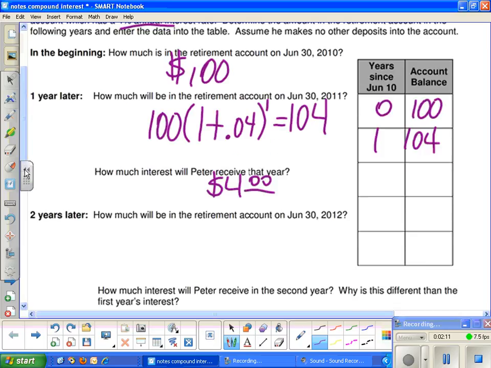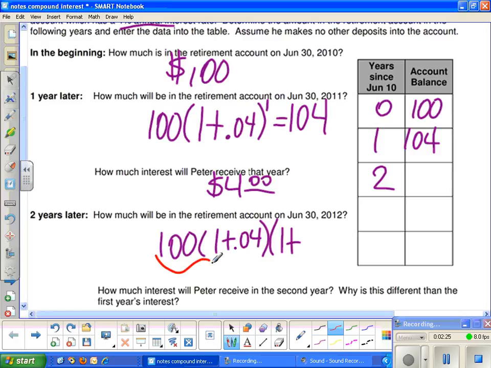Okay, 2 years later. So we're talking about 2 years after that. What are we going to change? We have this, the first year. We want another year. We want to take everything that we had for this year, and we want to do this again. I'm going to show you how we simplify just a little bit later. So put both of those in and see what you get for this one. 108.16.